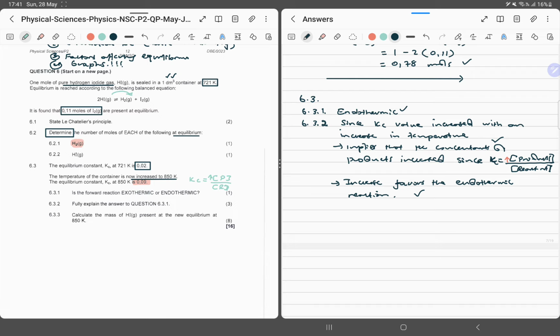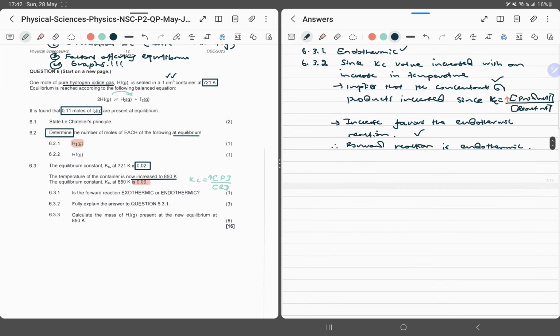Okay, so we can say therefore the forward reaction is endothermic. Okay, so you're going to state all those things, but you already have your 3 marks. But you always must make it a must that you have a conclusion. A conclusion that correlates with the statements above, okay? Even though you may not get a mark for it.